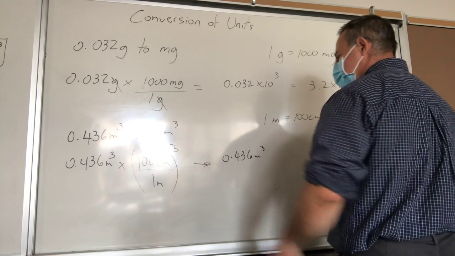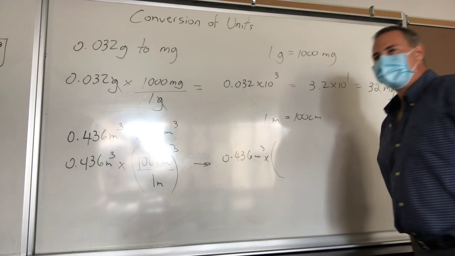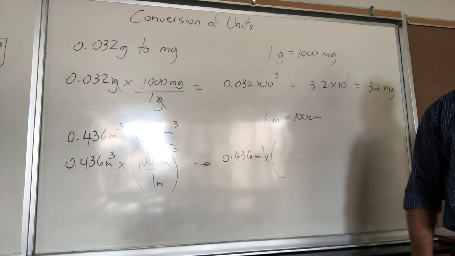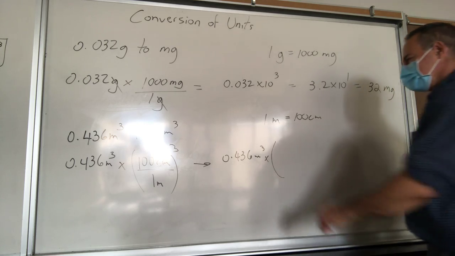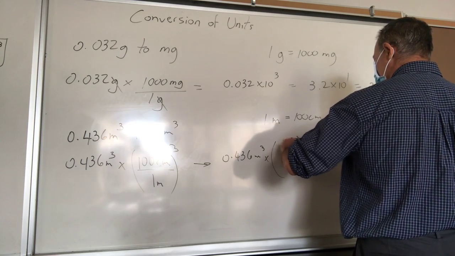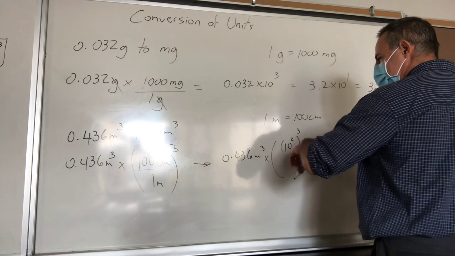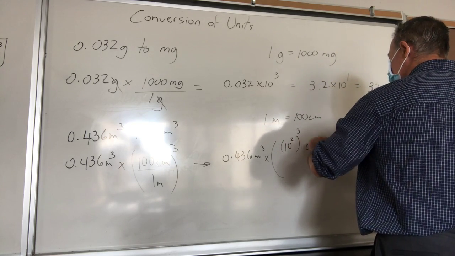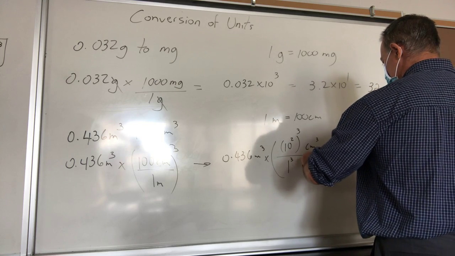And now, let's turn 100 into an exponent. What's another way of saying 100? 10 to the power of 2, but we're raising it also to the power of 3 because we're raising this whole thing to the power of 3. So it's 10 to the power of 2 raised to the power of 3 centimeters cubed over 1 cubed, so it'll still be 1, and meters cubed.